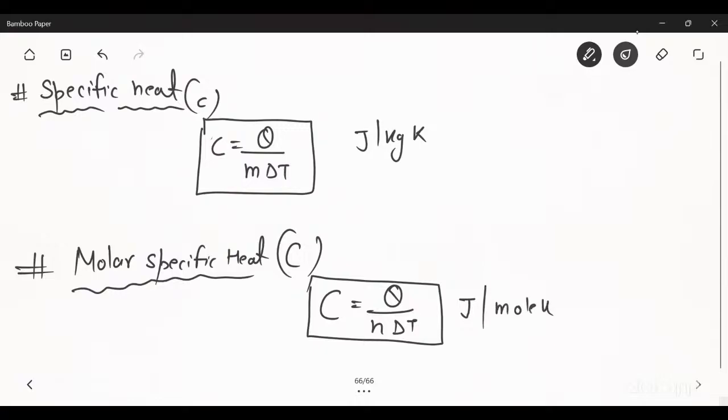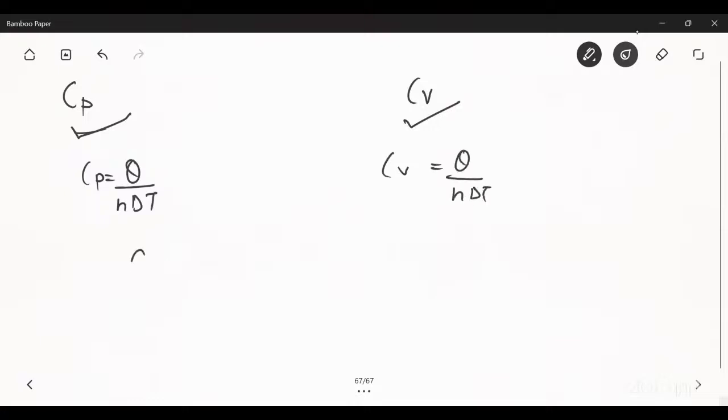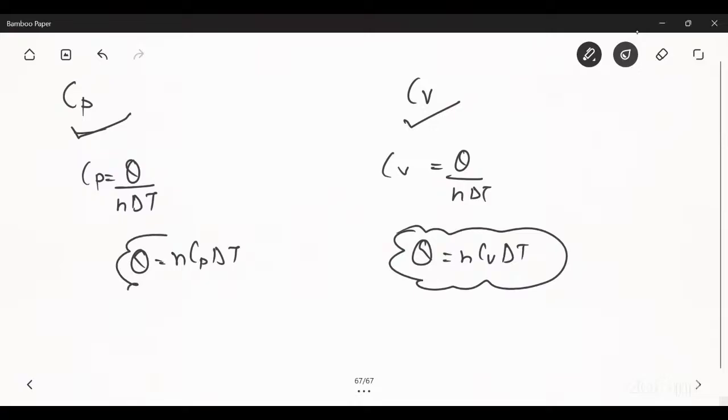Now there will be two terms. First is Cp and second is Cv. Molar specific heat at constant pressure is known as Cp, and molar specific heat at constant volume is known as Cv. So Cp is equal to Q upon n delta T, and Cv is equal to Q upon n delta T. Now the formula of Q here is n Cp delta T, and from here it is n Cv delta T. So heat has two formulas, n Cp delta T and n Cv delta T. One depends on the pressure and one depends on the volume.